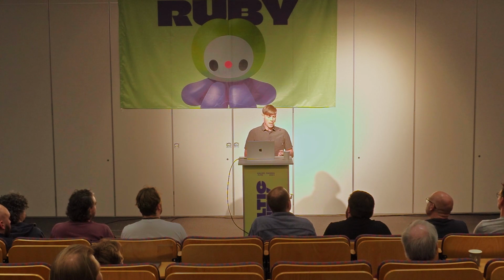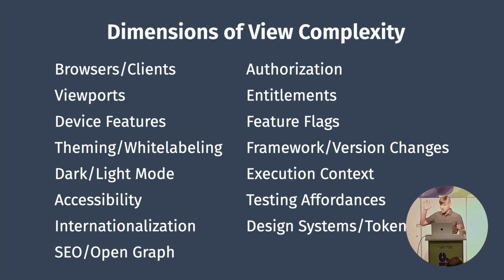I've also seen many dimensions of complexity playing out at the view layer. Here's my sort of exhaustive list, at least as far as I've been able to come to. Some of these are more obvious than others. Let me point out a few. Browsers and clients, this used to be a bigger deal back in the old days when we were writing CSS hacks and JS shims for everything. This is less of an issue right now, although email clients are still very difficult to work with.